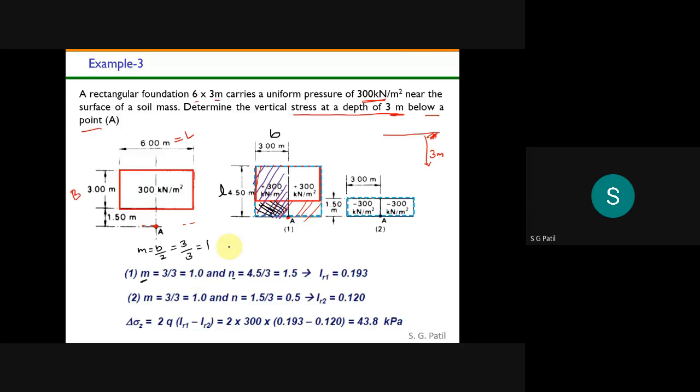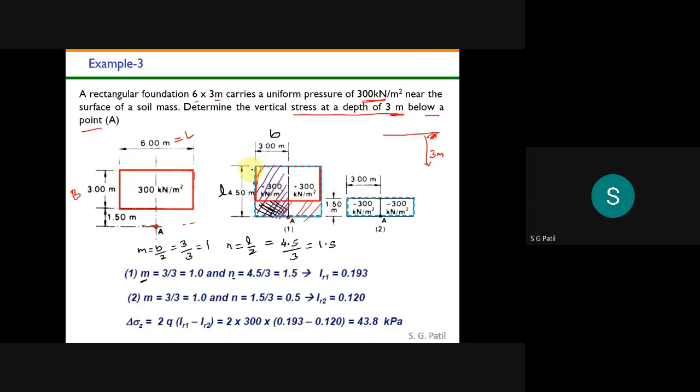Now what is the N? N is equal to L by Z. What is L here? 4.5. How it becomes 4.5? 3 plus 1.5, 4.5. 4.5 divided by Z, which is anyway 3 meter. So my N is how much? 4.5 by 3 is 1.5. Now I calculated for this bigger area.